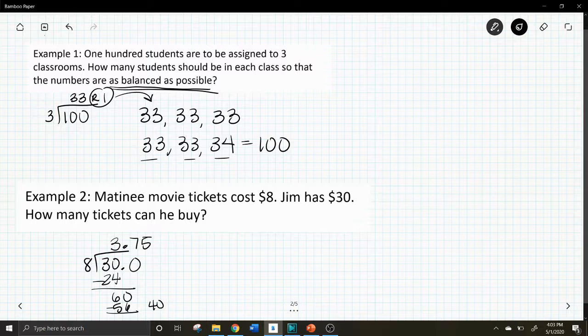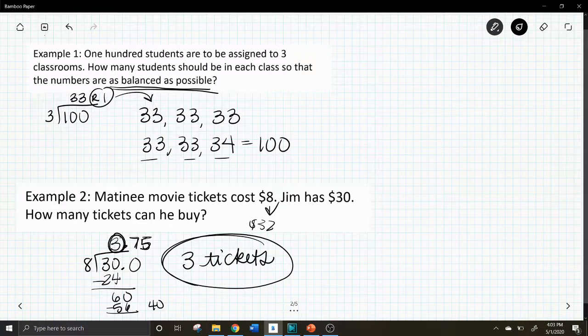So he could buy 3.75 tickets, but can you really buy 75 hundredths of a ticket or 3/4 of a ticket? No. So really we're going to look at our whole number and say that he could buy 3 tickets. This is a case in which we wouldn't round up. We can't say he could buy 4 because 4 tickets would cost $32, and that's not how much money he has. So you're going to have to be careful. Sometimes you have to round down even when numerically you would round up, because he can't buy more than he has money for. So he could only buy 3 tickets, and then with his extra money, maybe he can buy a treat.